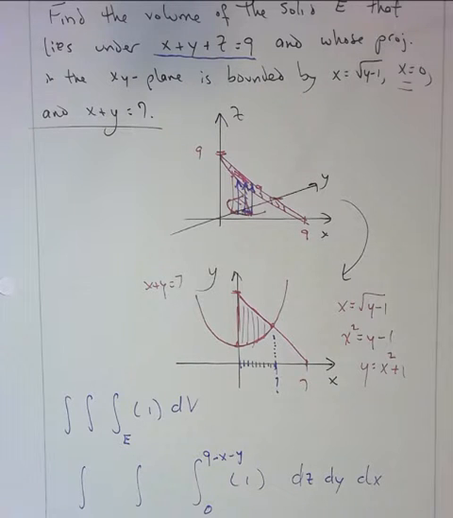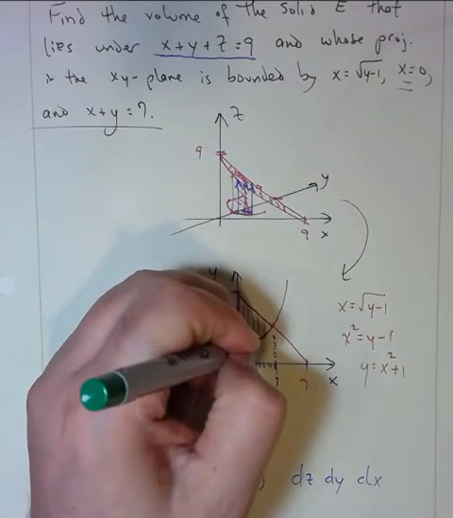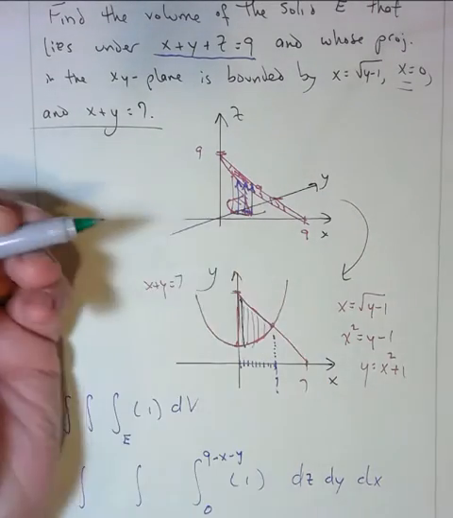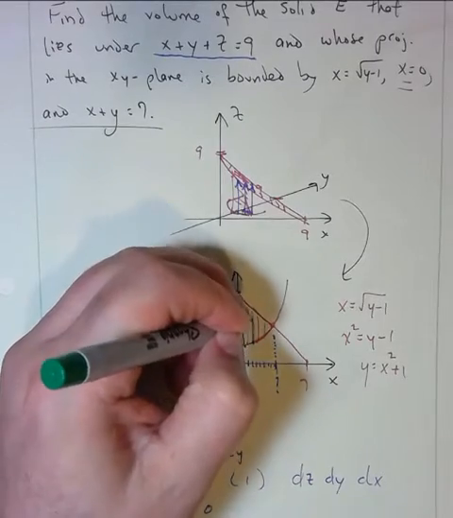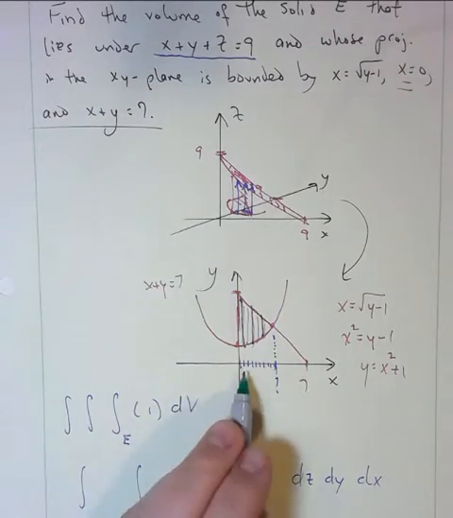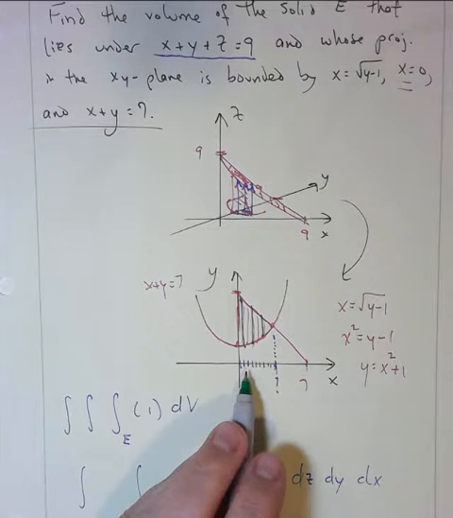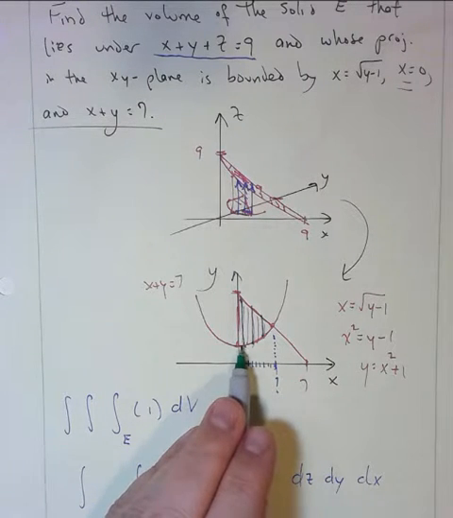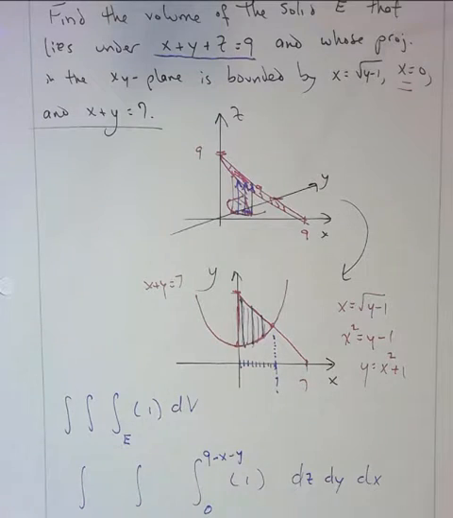But for any one of those x values, once we've picked an x value, our region starts at the parabola and ends at the line. So for any of these x values in the y direction, our region begins at the parabola and ends at the line.